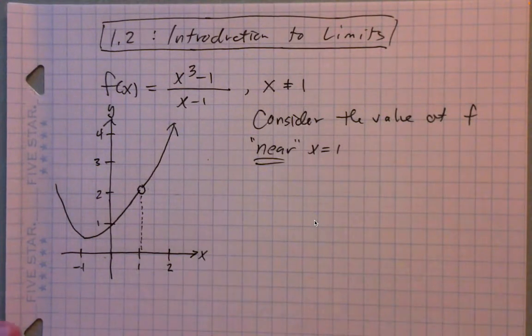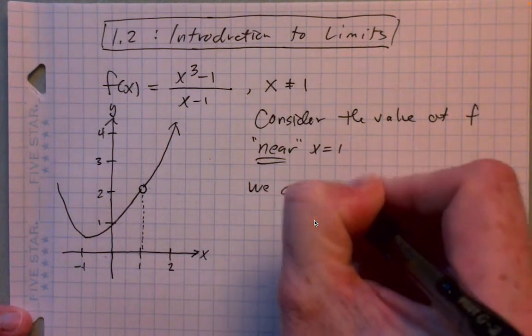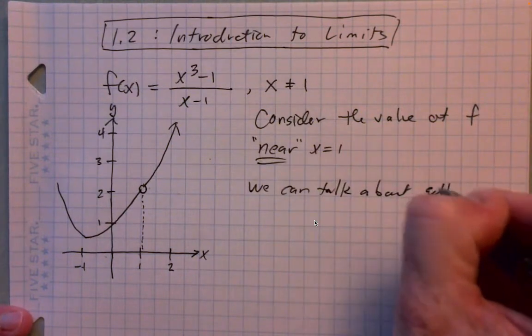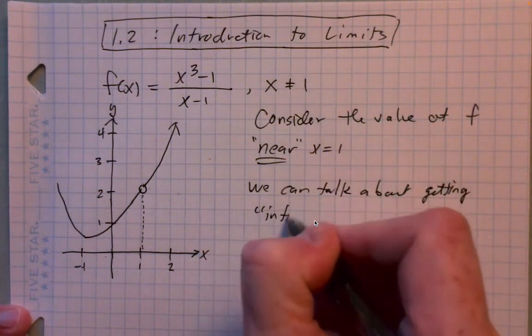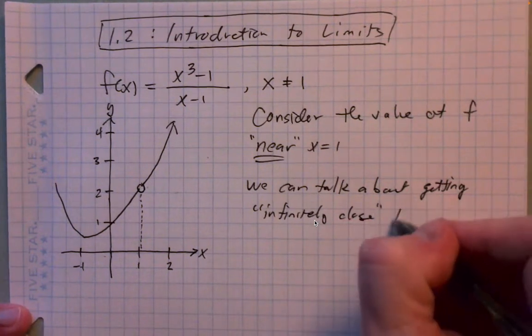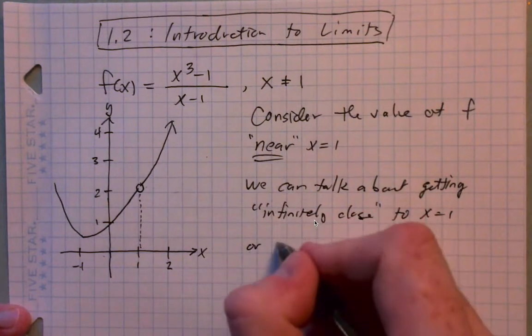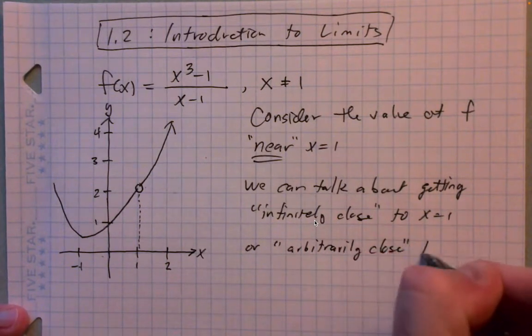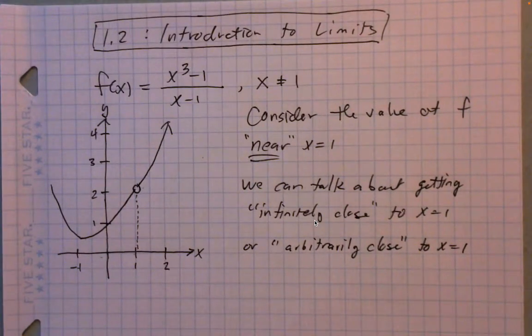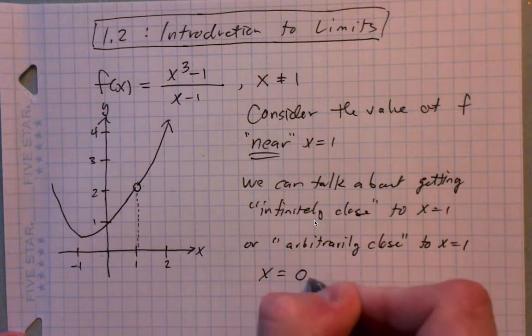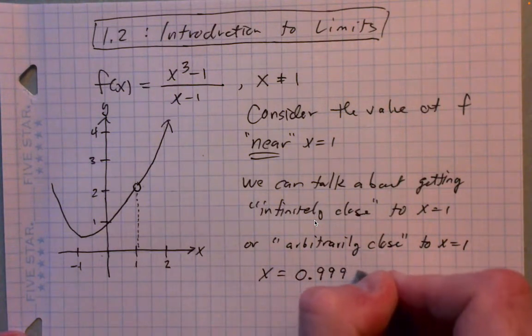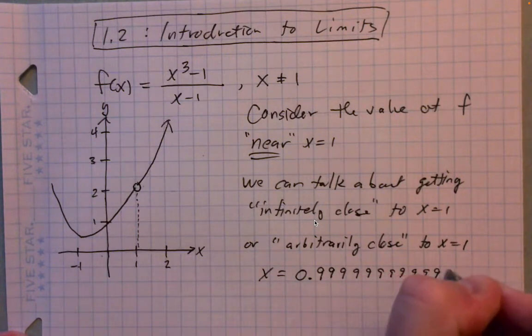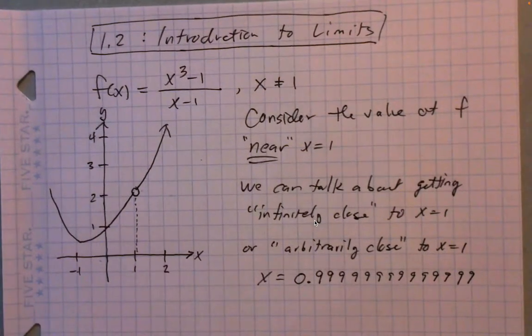Okay, so we can talk about getting infinitely close, and this is loose language here, infinitely close to x equals 1, or a better term probably would be arbitrarily close to x equals 1. So an example of a number that's very, very close to x equals 1 would be something like x equals 0.999. It's a number that's very, very close to 1, but it is not precisely 1.